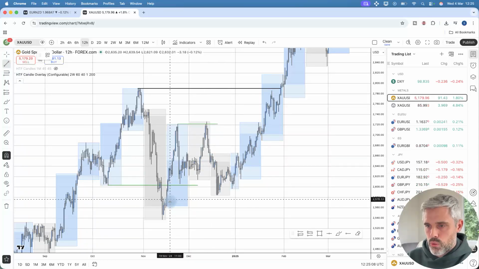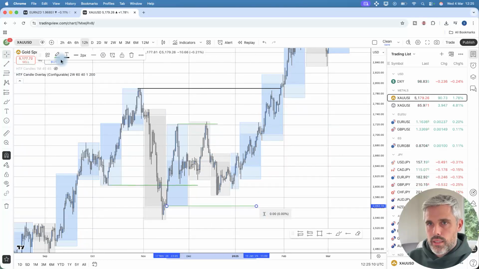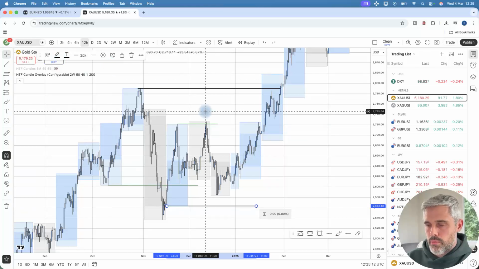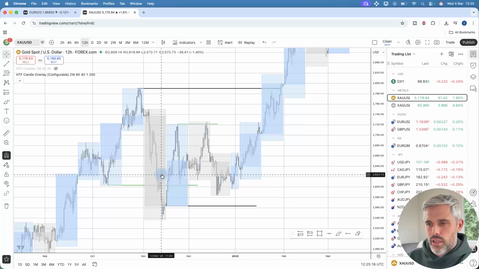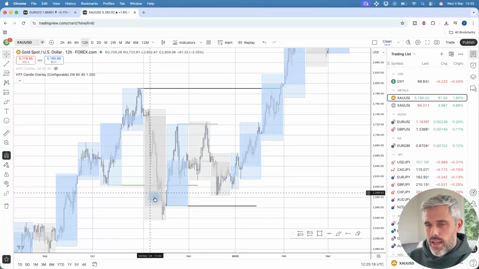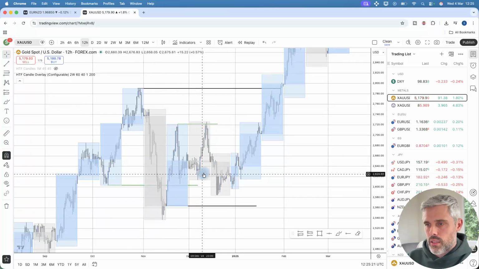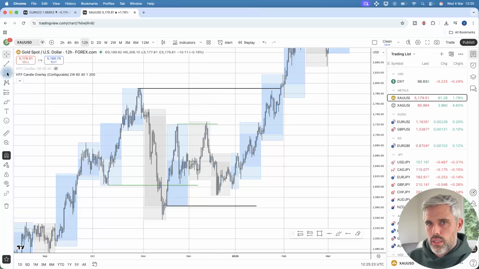Where is the current 2 week target for price? It's down here. But the monthly is against that trade. So if you're waiting for distribution here, you're trading against what the monthly time frame is saying. So sit on your hands.